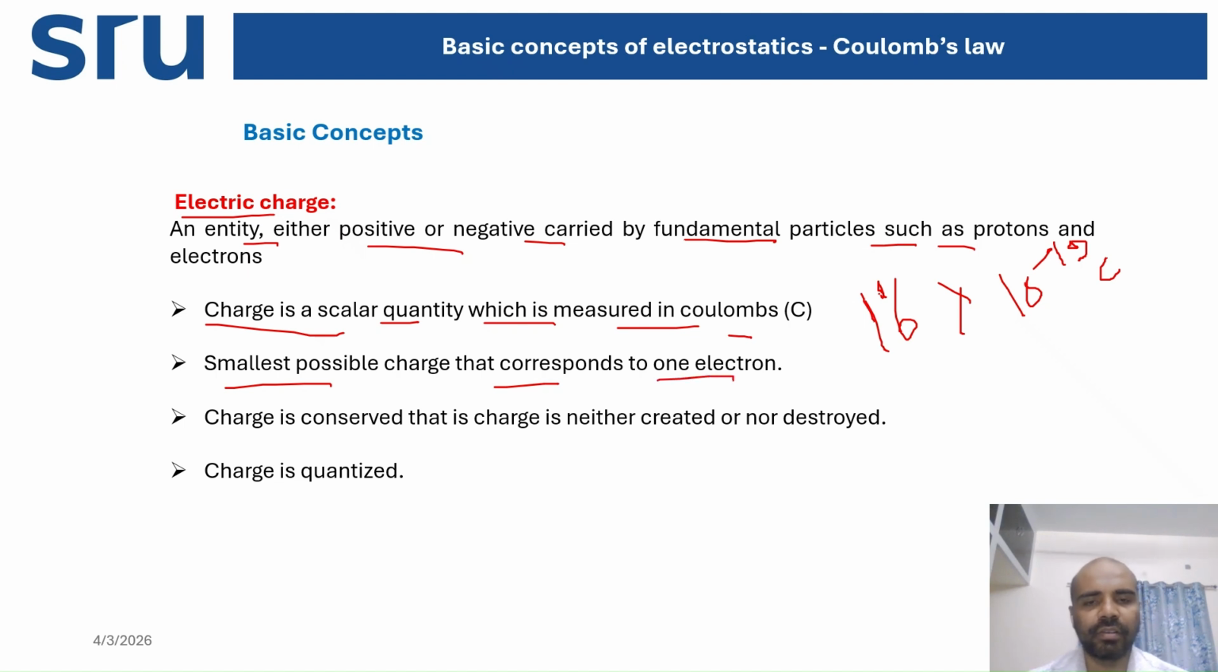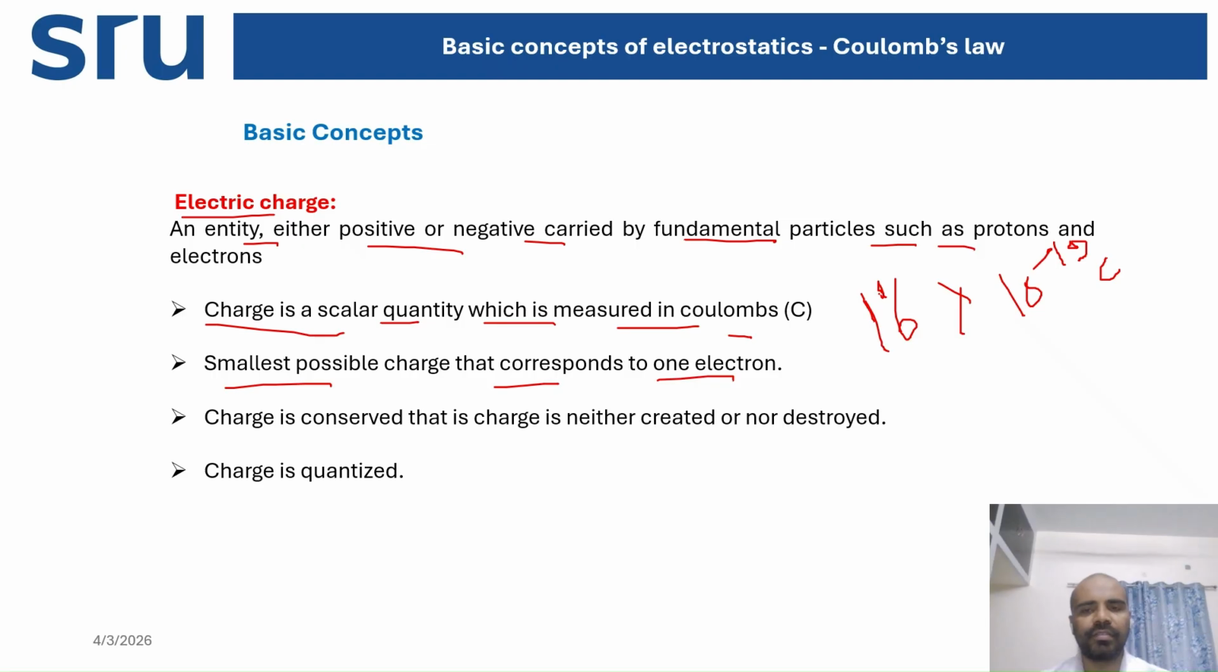The smallest possible charge corresponds to one electron. What is the smallest possible charge? That is one electronic charge, which is equal to 1.6 into 10 to the power minus 19 coulomb, right? For electron, the magnitude of electronic charge is 1.6 into 10 to the power minus 19 coulomb, but it is negative. For proton, the magnitude is the same, but the charge is positive in nature, right?